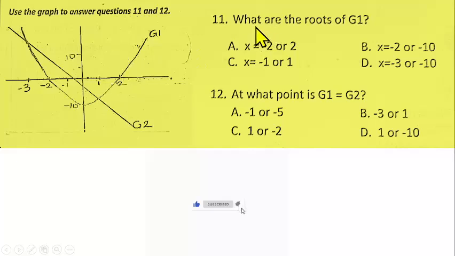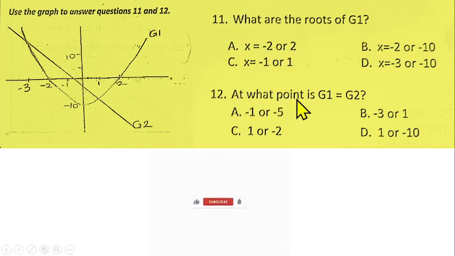What are the roots of G1, which is a curve? The root of this curve is the point where the curve cuts the x-axis. You can see that it cuts at x equals minus 2, and it also cuts at x equals 2. So that means option A is the correct option for question number 11. x is minus 2 or x is 2.